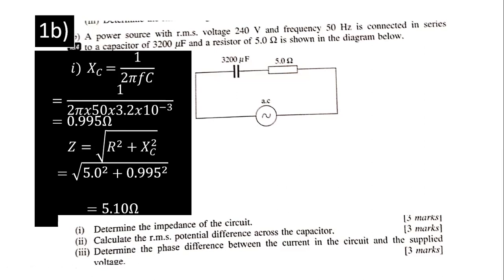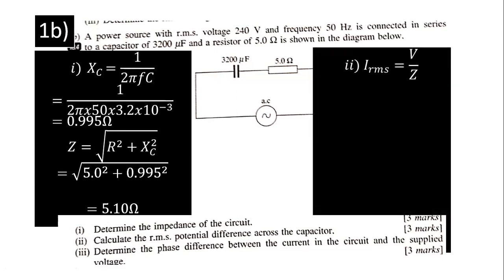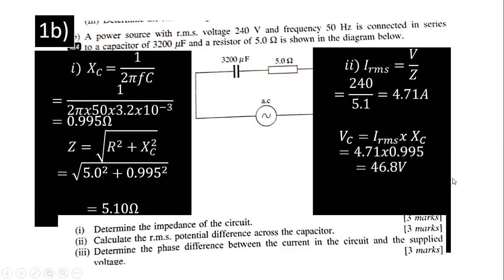Calculate the root mean square voltage across the capacitor. Calculate the root mean square current in the circuit first. When you calculate the voltage across here, you already calculated your XC. Now I have to calculate the current through the circuit first. So you use V divided by Z. V is 240 divided by Z, that is 5.1. We got 4.71. The voltage is just like the resistance case, but instead of resistance, we use reactance. Put in your value and calculate out.